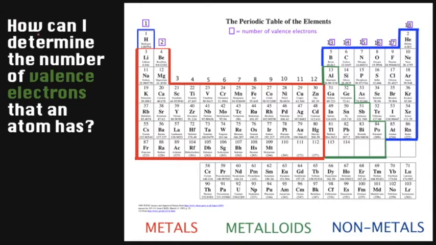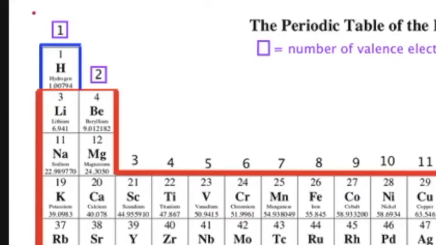So, how can you determine the number of valence electrons that an atom has? Well, I have made this new periodic table available to you on Google Classroom, and the number of valence electrons has to do with the group number that an atom is in. So you'll notice this purple box here.